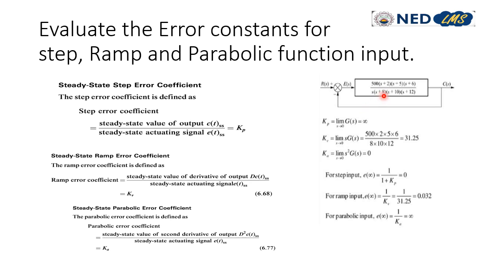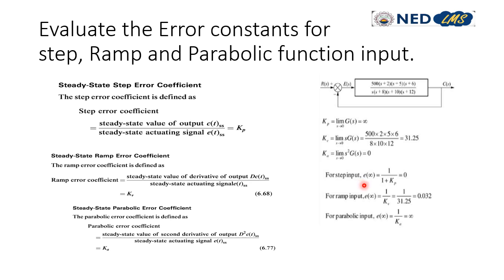Then when we apply the limit here, because there is an s in the denominator, when we apply the limit s tends to 0, it will become infinity. So Kp equals the limit s tends to 0 of G(s), which is infinity. Similarly, when we apply the limit by putting the value of G(s) in sG(s), we get the value 31.25, and Ka equals the limit s tends to 0 of s squared G(s). We put the value of G(s) and apply the limit, and we see that the value is 0.